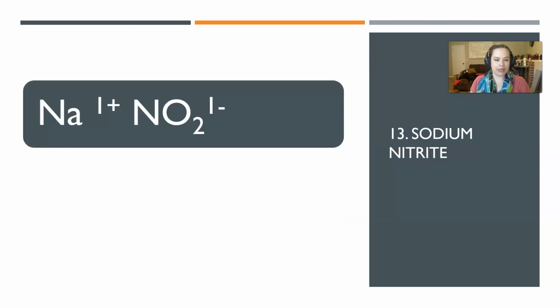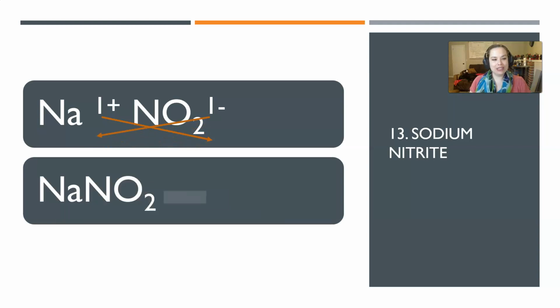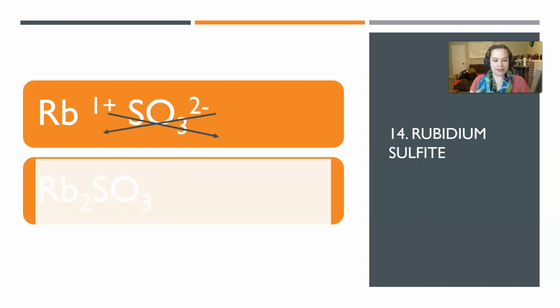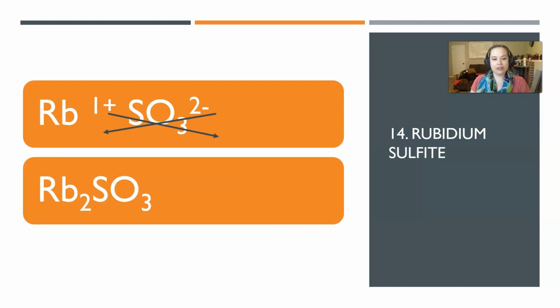13, sodium nitrate. So because both of the charges here are 1, you're actually not going to have to write any additional numbers for these. You're just going to write them together. Last one is rubidium sulfite. Bring the numbers of the charges to be the subscript of the other species, and that gives you Rb2SO3.